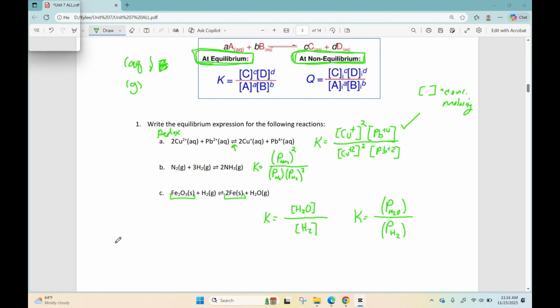In our next section, we will start learning how to use this equation to do calculations, but 7.3 is just introducing this expression or equation to us so that we can understand how to set it up.